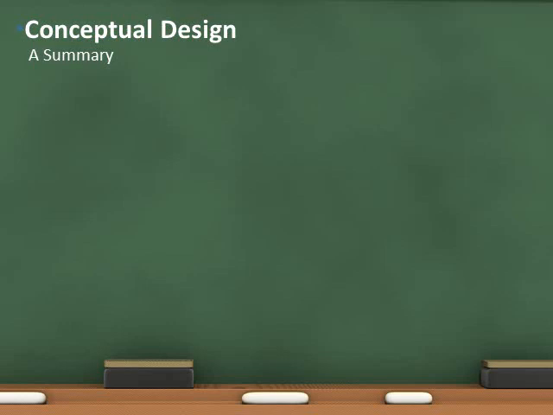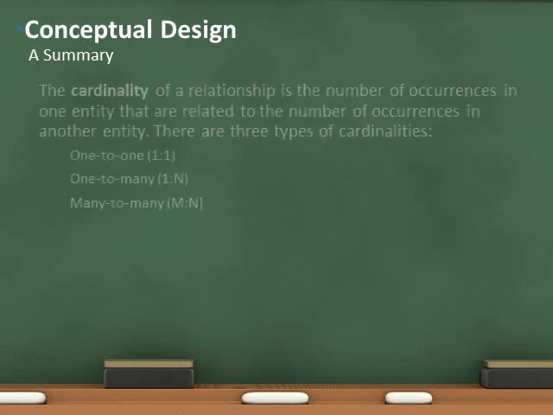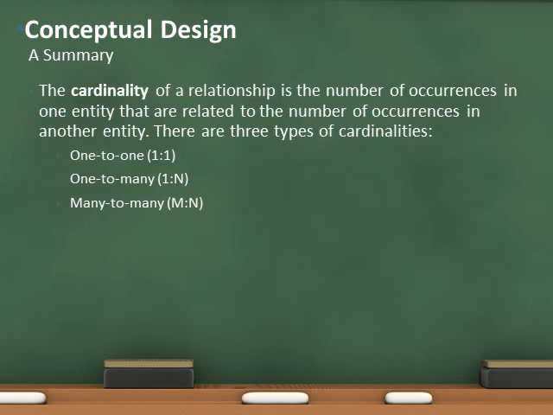John Ariosa talked about the cardinality of a relationship. This is the number of occurrences in one entity that are related to the number of occurrences in another entity. There are three types of cardinalities. One to one, one to many, and many to many. You would notice that many to many is M to N. It is not M to M, nor is it N to N.